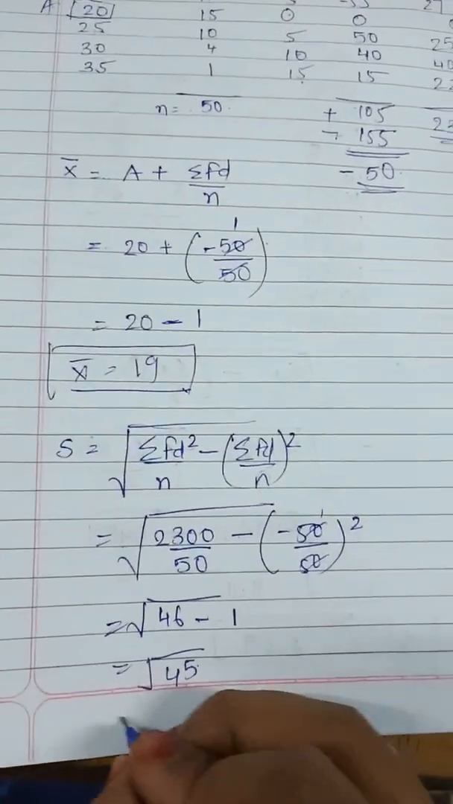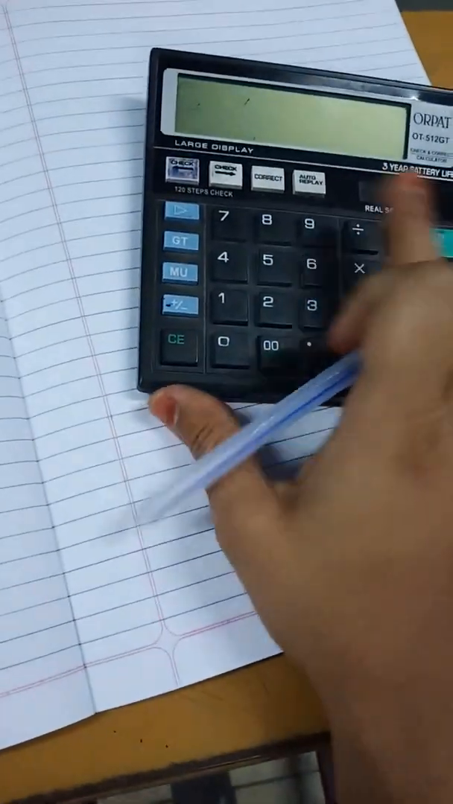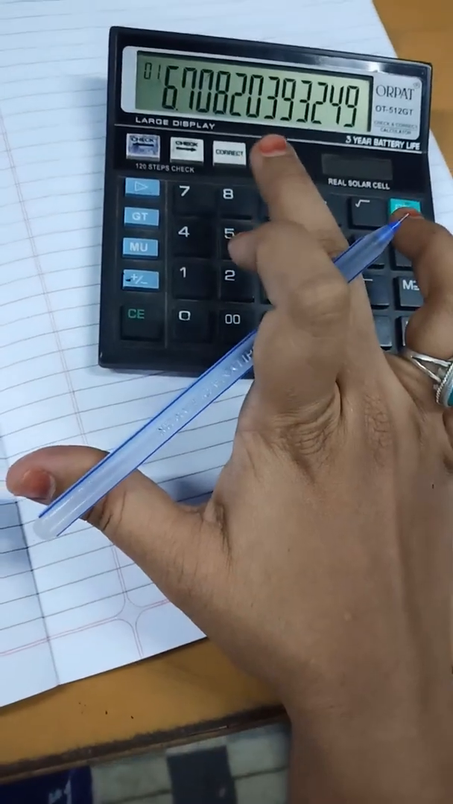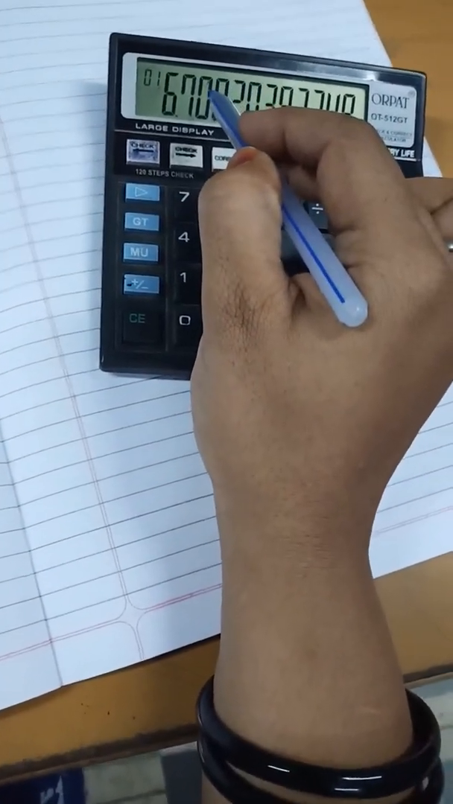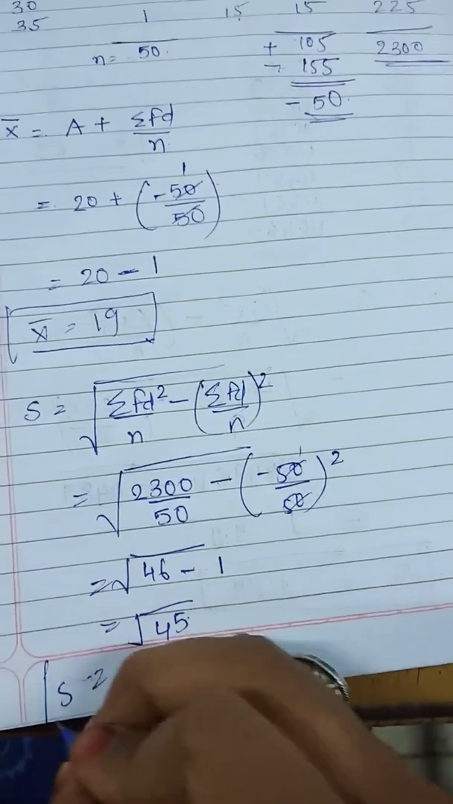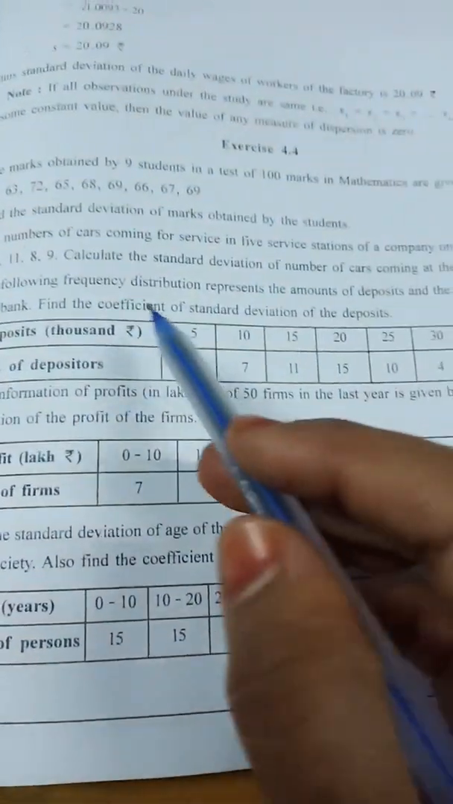What will be the square root of 45? Root 45 is 6.708. The 8 will transfer 1 to it, so 0 will be converted into 1. So 6.71 is the standard deviation.